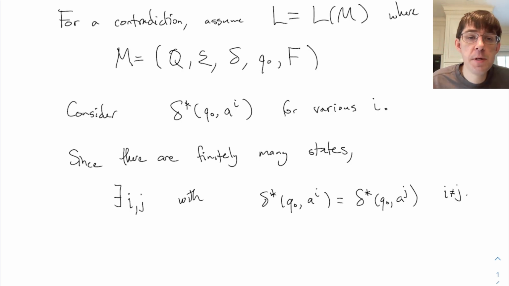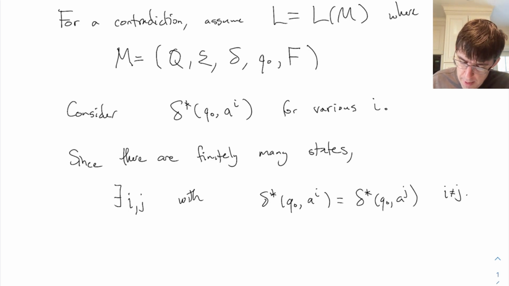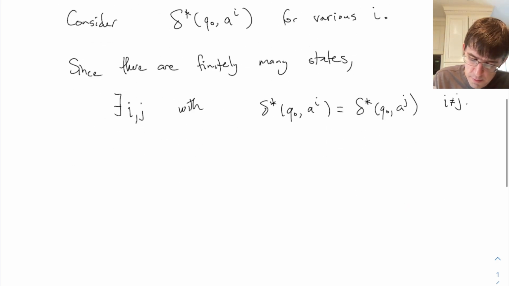This means that there is at some point a state after you read a bunch of A's that actually is the same result as a state after you read some other bunch of A's. Two different amounts of A's that you're reading, but they end up at the same state. This must occur because there are only finitely many states. What that means is that after I read i A's, I end up at the same place as after I read j A's. But now check this out.